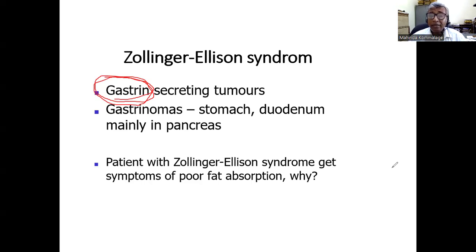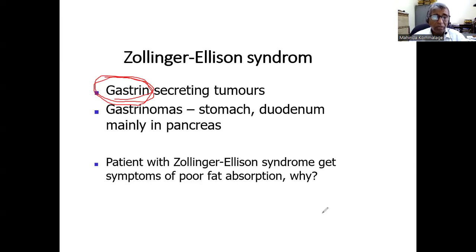Okay, right. So if there's excess acid secretion, the pH will change. We get an acidic pH because now it's a tumor. Uncontrolled gastrin secretion and uncontrolled acid secretion. So the pH will be acidic, and even the pH of the chyme, the content that comes to the duodenum, will be acidic.